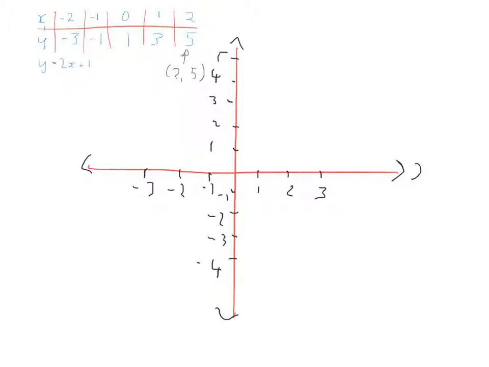I should be labelling my horizontal axis with the independent variable, in this case x, and labelling off my vertical axis with the dependent variable, in this case y. So we've got x and we've got y. Okay so far?